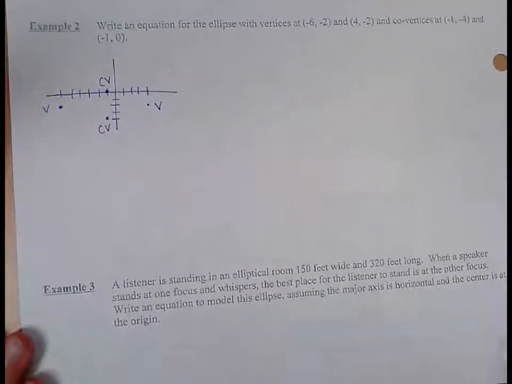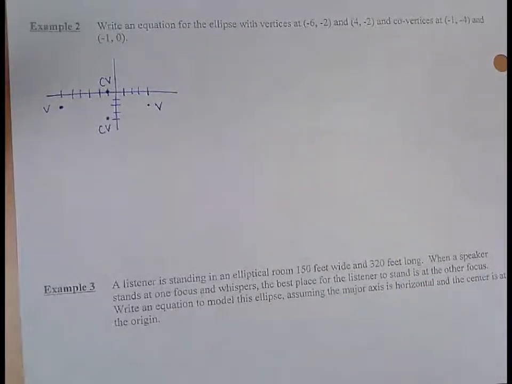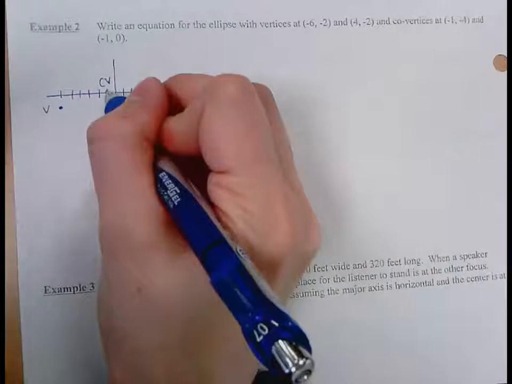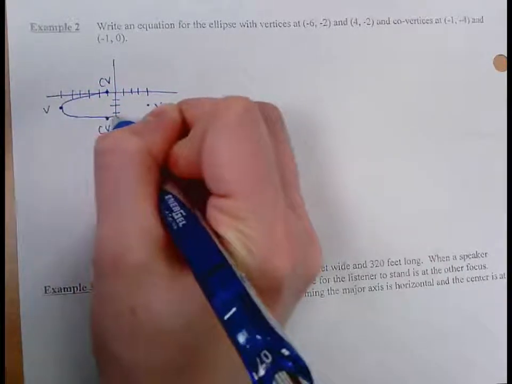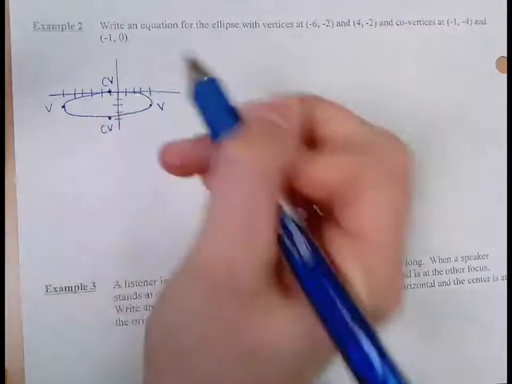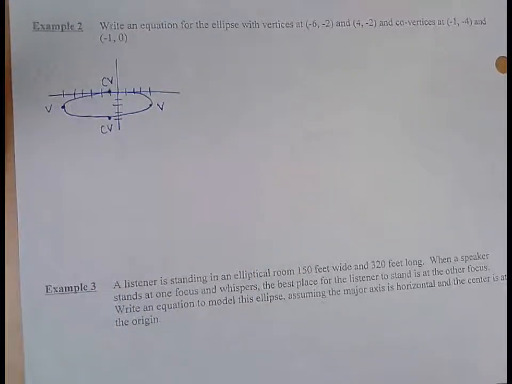And when I have my 4 points plotted, I know that the vertices and co-vertices are actually on the ellipse, so I can draw an ellipse through those 4 points. Not that you'd have to actually draw the ellipse, you just want to know where the points are so you can kind of reason through things.